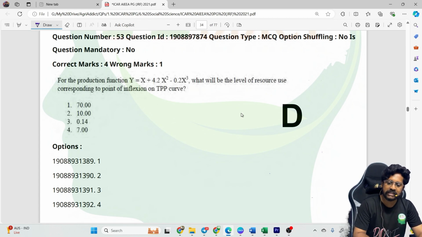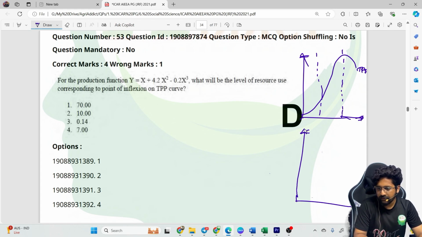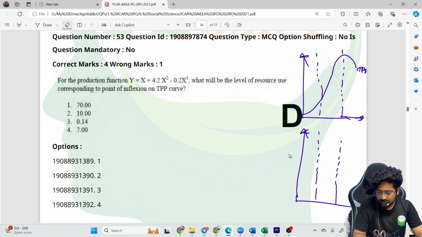So when the MPP is maximum, if we are considering the production function, let this be the TPP, and MPP and APP we can draw separately. See, MPP increases first and decreases, then goes to 0, then again goes to negative, right? So this is the MPP. What happens in the APP? APP will be increasing, will be maximum, and will be decreasing, right? So this is the maximum point of APP. So here, this is the point of inflection, right?